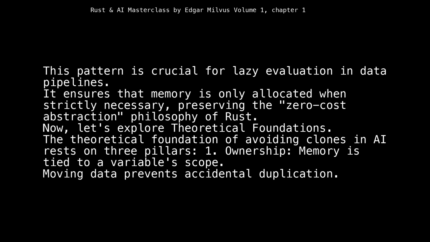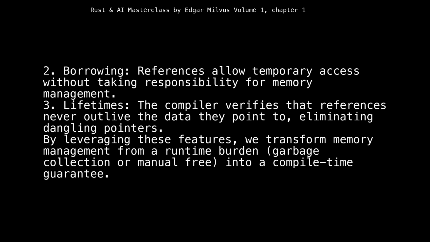Now, let's explore theoretical foundations. The theoretical foundation of avoiding clones in AI rests on 3 pillars. 1. Ownership. Memory is tied to a variable scope. Moving data prevents accidental duplication. 2. Borrowing. References allow temporary access without taking responsibility for memory management. 3. Lifetimes. The compiler verifies that references never outlive the data they point to, eliminating dangling pointers.